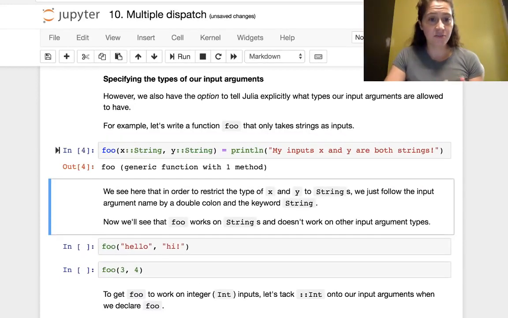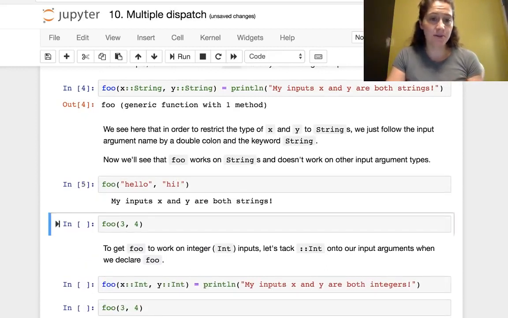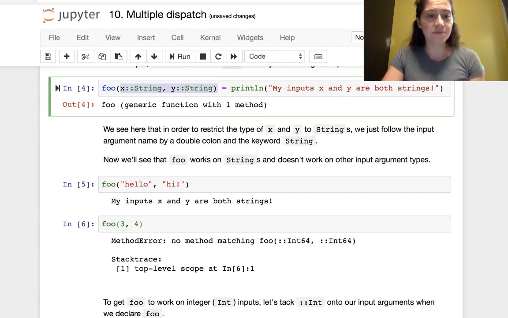When I declare this, foo now exists, and I can call this function foo on 2 strings, for example, hello and hi, and that works the way that we might expect it to. Now, if I call foo on 3 and 4, it doesn't work. The reason it doesn't work is that I didn't write foo in a way where it should work. There's no way to call foo on 2 integers because foo only accepts strings the way that I defined it.